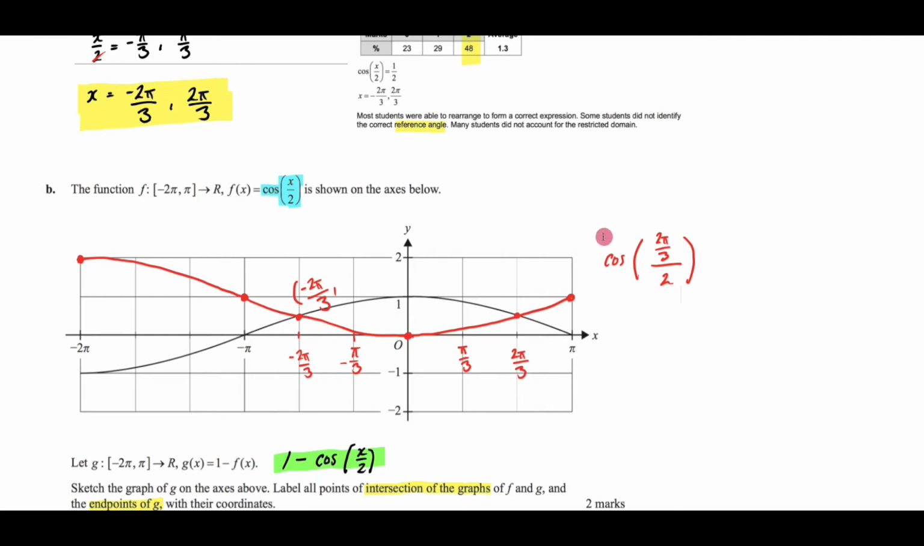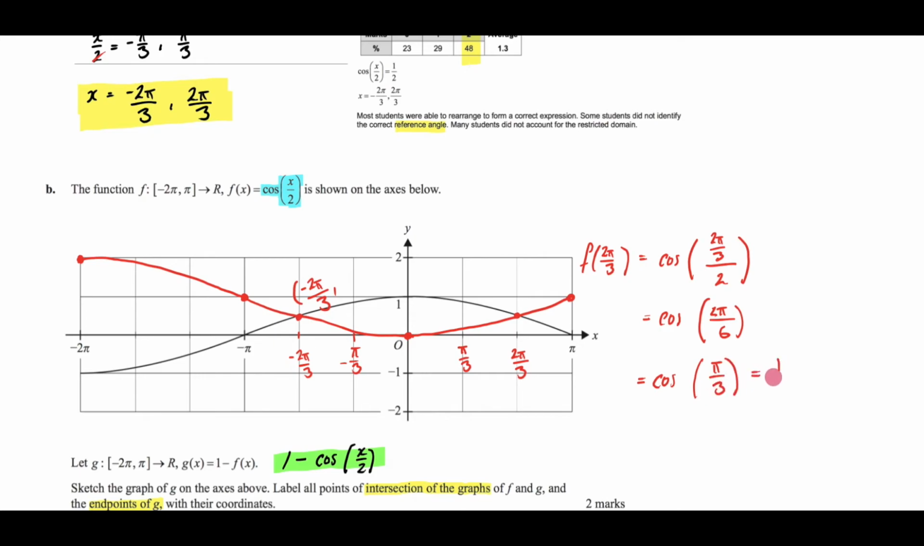So just to really spell out what I'm doing here, to find my y value, I'm taking my f and I'm subbing in negative 2 pi on 3. And it would probably just be easier to put 2 pi on 3 and not worry about the negative. So let's just deal with this instead. Negative 2 pi on 3, because I know it's going to be the same. So once I'm here, it's going to be simply cos of this is going to be 2 pi on 6, which is the same as cos of pi on 3. And I know cos of pi on 3 is simply a half.